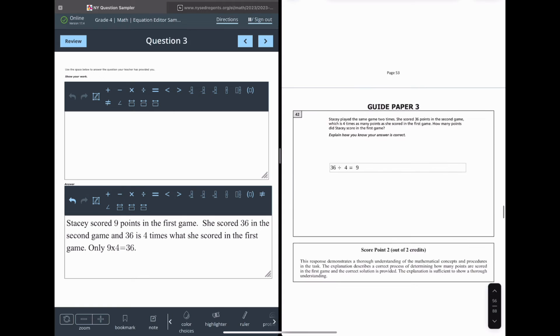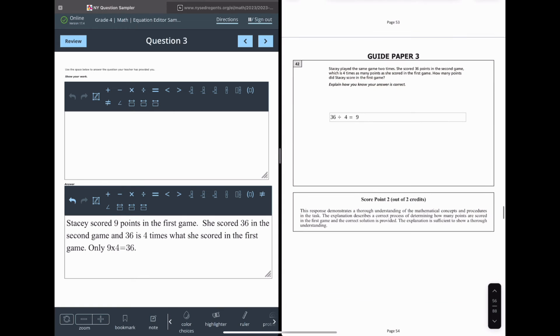Full credit. Here's another one I got full credit, but look, all they did was write 36 divided by 4 is 9. So it's enough to show how they got the answer. I personally, if this person was in my class, I'd want that first sentence.